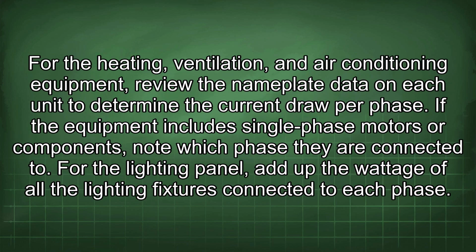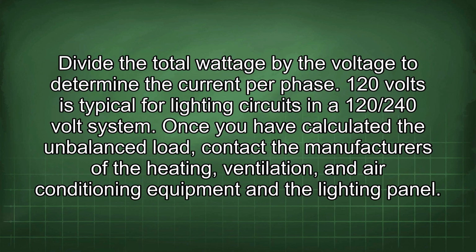For the heating, ventilation, and air conditioning equipment, review the nameplate data on each unit to determine the current draw per phase. If the equipment includes single-phase motors or components, note which phase they are connected to. For the lighting panel, add up the wattage of all the lighting fixtures connected to each phase. Divide the total wattage by the voltage to determine the current per phase. 120 volts is typical for lighting circuits in a 120/240 volt system.